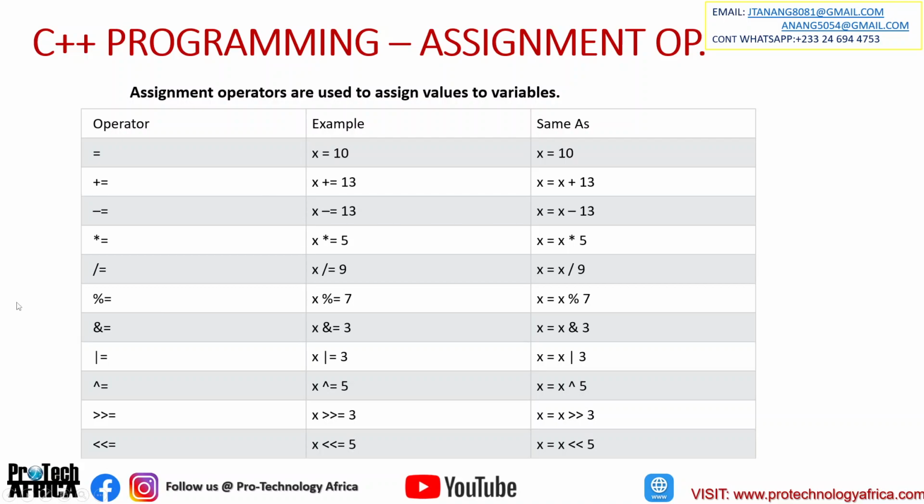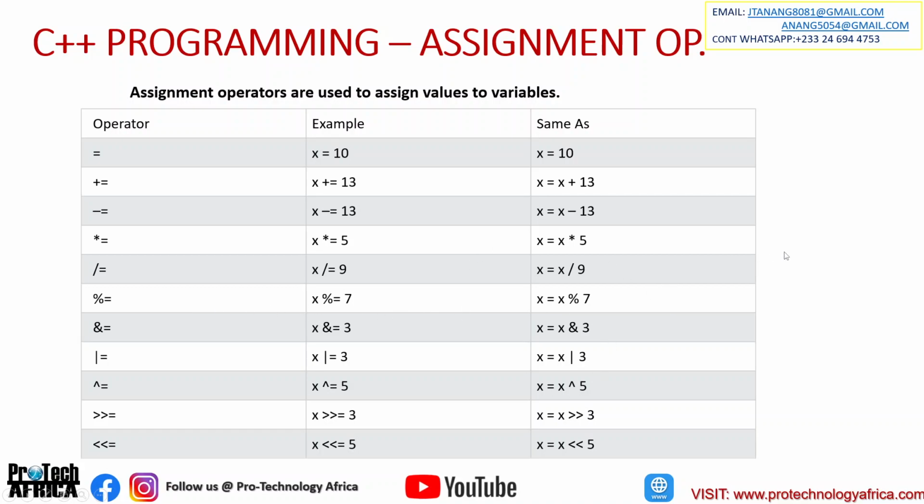The same thing applies to all of the statements that we have here. We have minus equal to. What is minus equal to? x -= 13 means that x is equal to x minus 13. We have multiplication equal to, x *= 5. What does that mean? It means x is equal to x times 5. And then we have division equal to, x /= 9, which means x is equal to x divided by 9. We have modulo equal to. So what does that expression also mean?